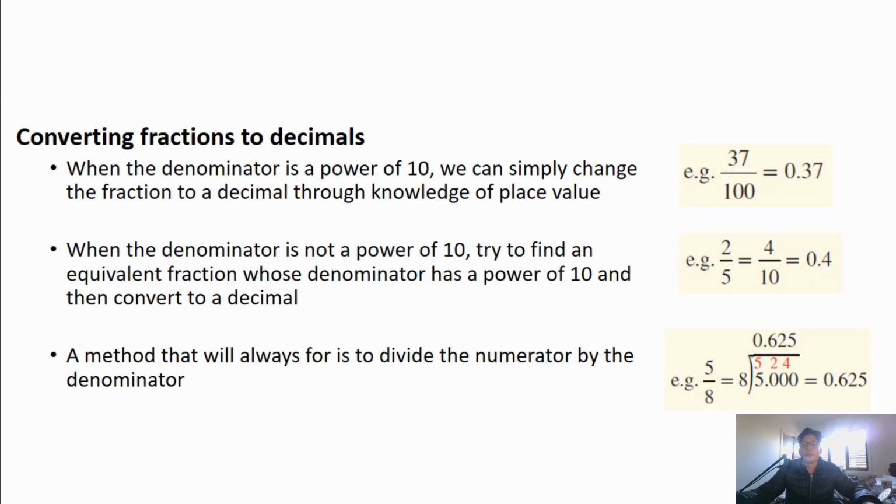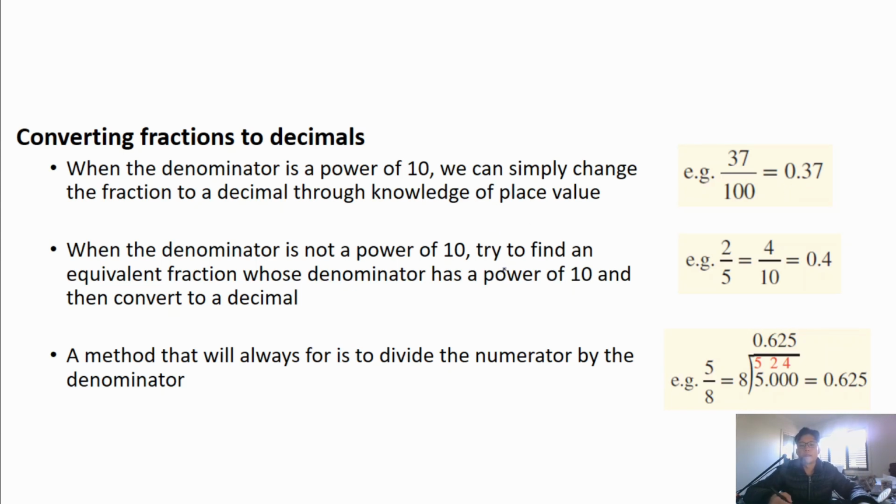The next thing we need to know, our second success criteria, is how to convert fractions to decimals. Our first point: when the denominator is a power of 10, we can simply change the fraction to a decimal using our knowledge of place value. It's similar to what we were doing before, we're just going the other way this time. We have 37 hundredths here, and that simply is written as 0.37. So this is our easiest way.